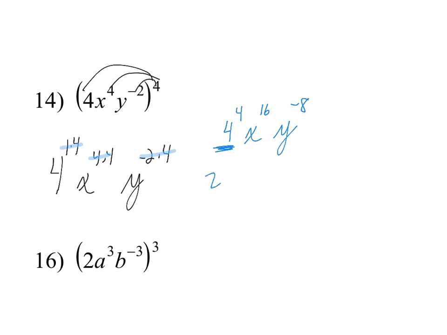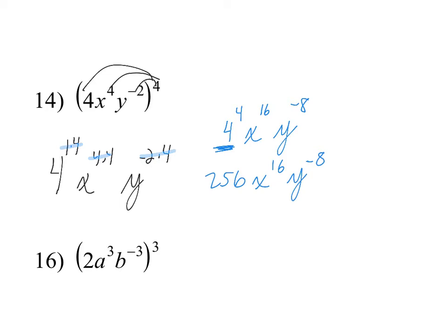So I've got 256. X to the 16th, y to the negative 8th. And I left that the same color there because it's essentially the same step. All I did was change that. I could even do this step. Didn't have to write down this one if I didn't want to. I could go ahead and punch that in my calculator.